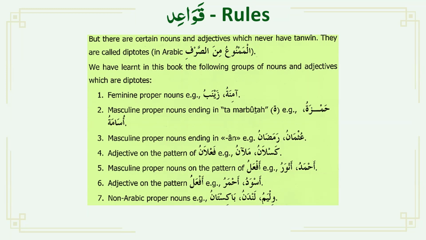Adjectives on the pattern of af'alu, aswadu, ahmaru, they also will not have the tanween. Non-Arabic proper nouns. We learned this before also, right? Williamu, Londonu, Pakistanu, Barisu. All of those will not have the tanween either. They're exceptions to the rule.